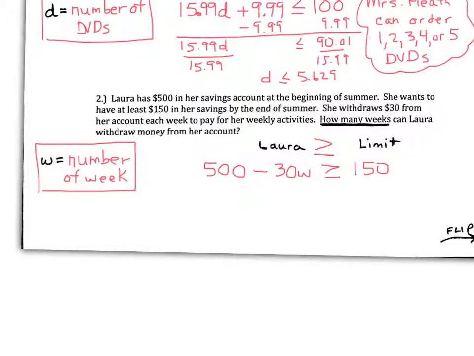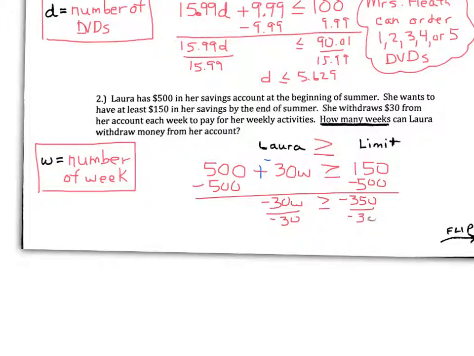All right, let's quickly solve it. Let's make a double sign change. All right, let's subtract 500 from both sides of the inequality symbol. That leaves you with negative 30W is greater than or equal to negative 350. Divide by negative 30. Okay, I'm dividing by a negative, so I have to take this inequality symbol and flip it around. And I get 11.6 repeating.